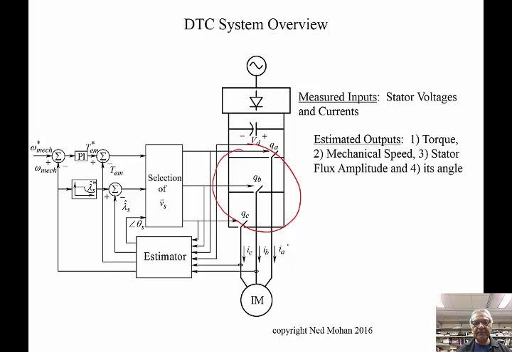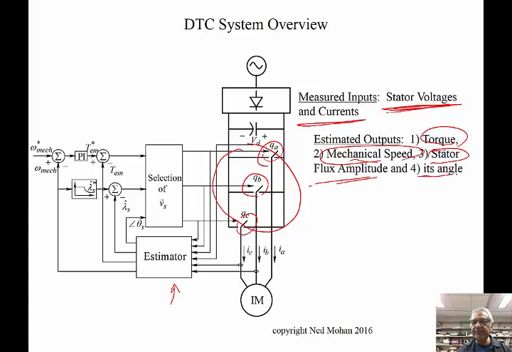And then we also need information about the voltages, and that is provided by the switching signals for these three bipositional switches here. All this information goes into an estimator, and here you can see listed that we have measured inputs, stator voltages and stator currents, and estimated outputs, which are torque and mechanical speed, and that's what makes it encoder-less, and stator flux amplitude and its angle.